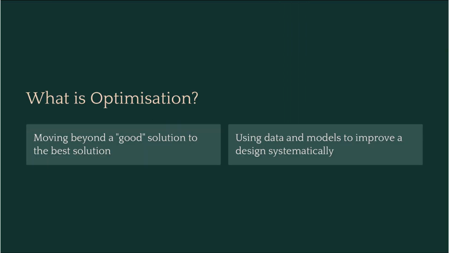What exactly is optimization? In casual conversation, we might say we are optimizing our schedule or our diet. But in engineering, it has a specific meaning. It is the process of moving beyond a solution that is merely good or adequate, and systematically working toward the best possible solution. It's not about guessing. It is about using data and models to improve a design systematically. We are looking for peak performance where all criteria are met and constraints are respected to the highest degree possible.